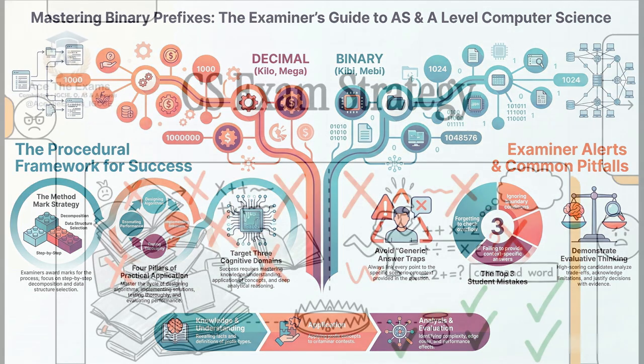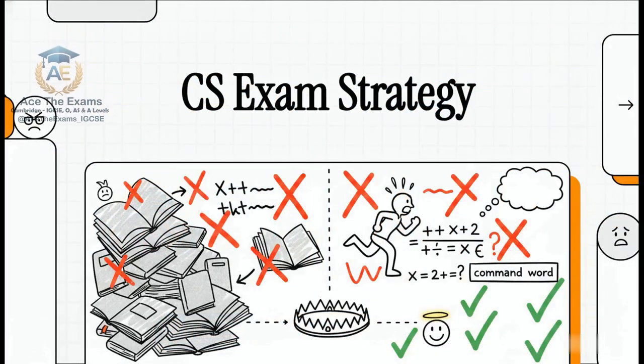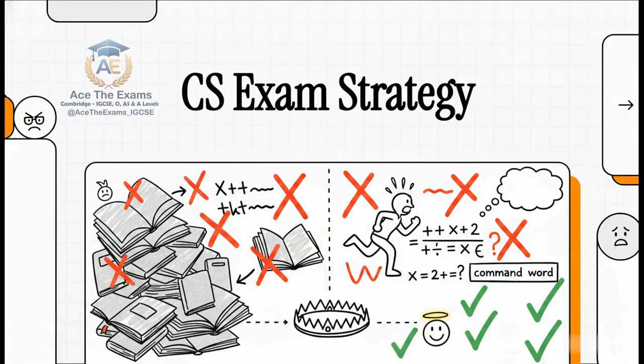Look, I want you to picture the exam hall. The clock is ticking down, the tension is high, and you're staring at a Cambridge 9618 AS and A-level computer science past paper. Today, we are tearing apart a topic that sounds deceptively, almost laughably simple, but is actually the silent grade killer of the entire syllabus.